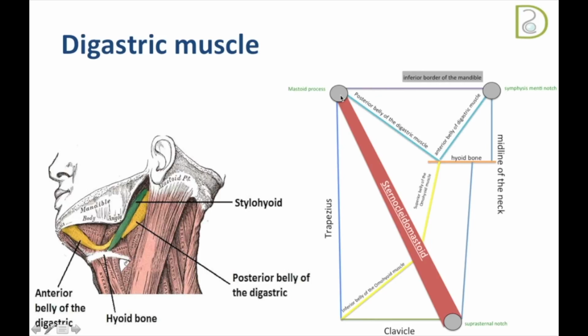The posterior belly arises from the narrow notch on the medial aspect of the mastoid process called the mastoid or the digastric notch, and is inserted into an intermediate tendon held down to the superior border of the hyoid bone by a fibrous pulley derived from cervical fascia. And the action of this muscle: it allows the hyoid bone to move backward and forward when it is elevated by the digastric, and depresses the mandible.